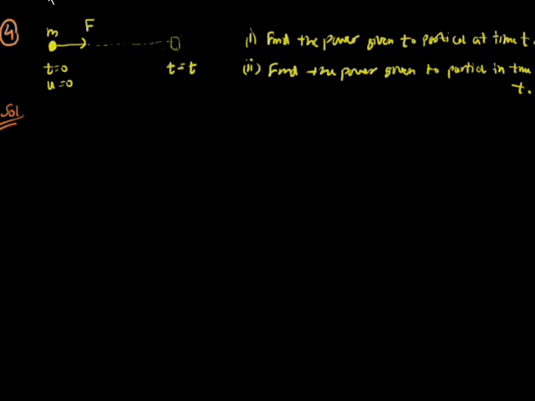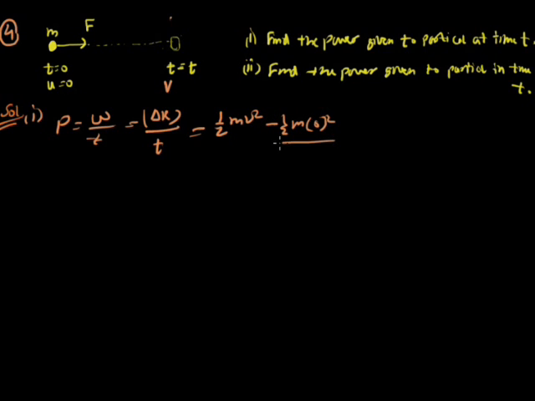Now to do the first part, we will simply use the formula of power. Power is simply W by t. W is the total work done. Work done will be equal to change in kinetic energy. Suppose V is the velocity of the particle at this time. So the change is half m v square minus half m 0 square, over t. So this would be half m v square upon t.